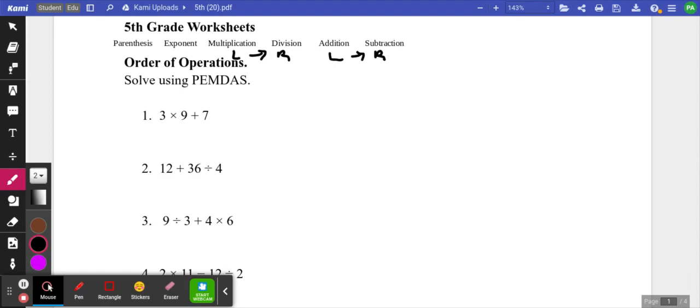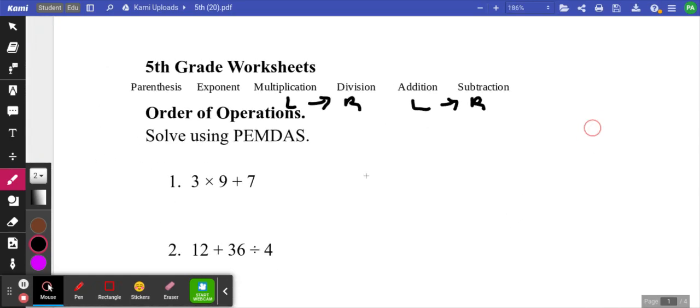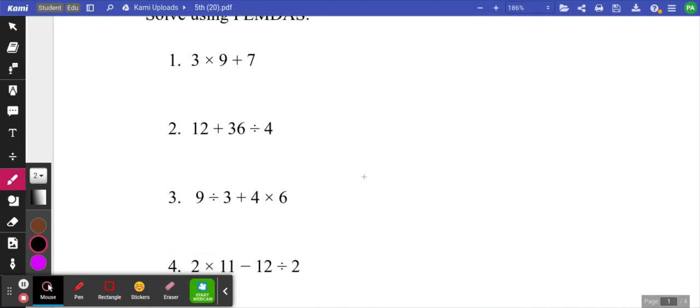However, there is a special case for when it comes between multiplication and division, and separately addition and subtraction, where you have to look from left to right. So only multiplication and division, you look left to right, and addition and subtraction, left to right. So let's look at one of these cases of left to right.